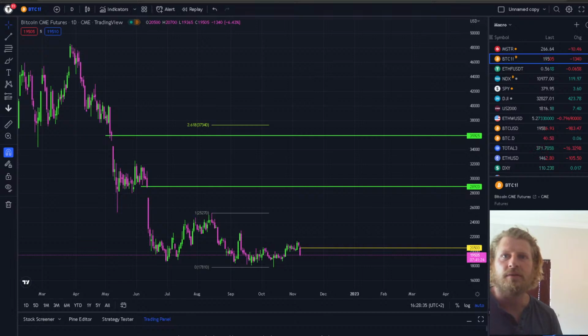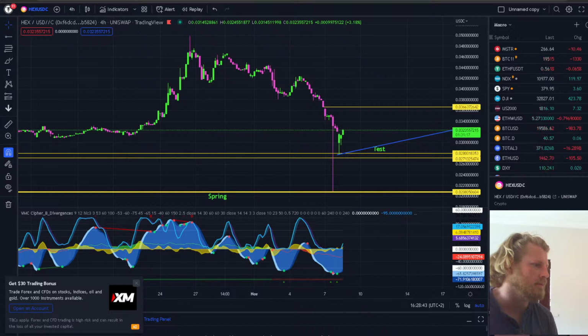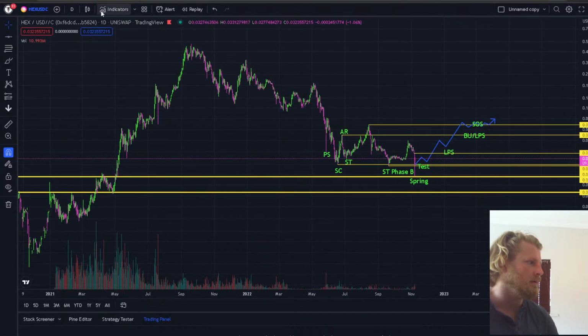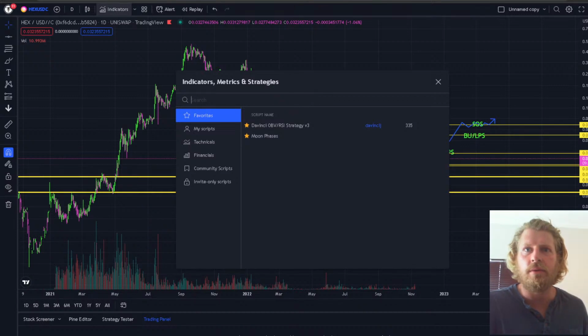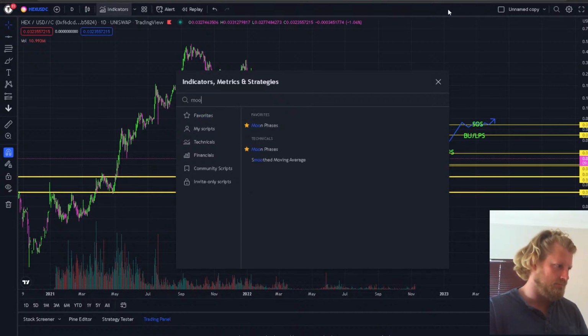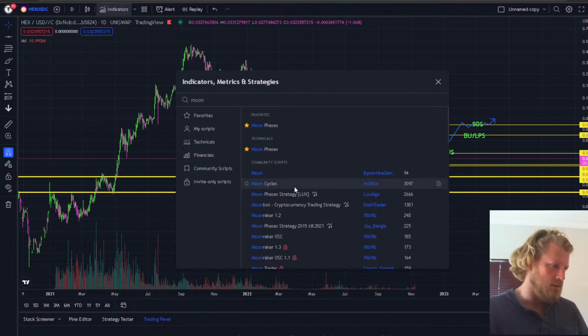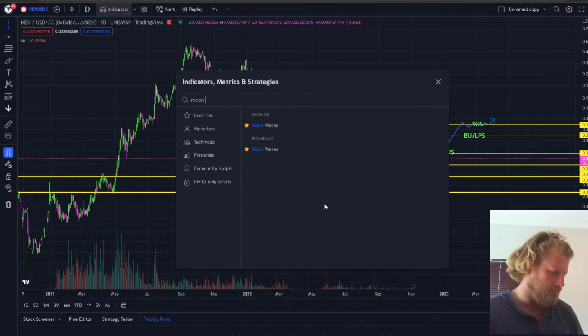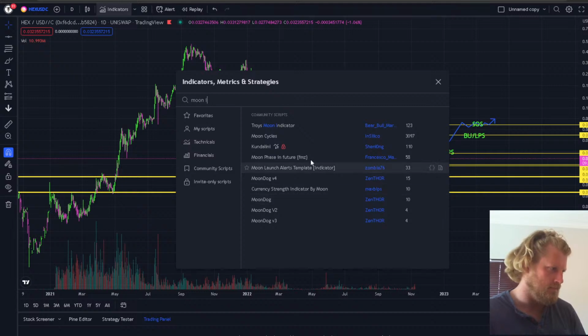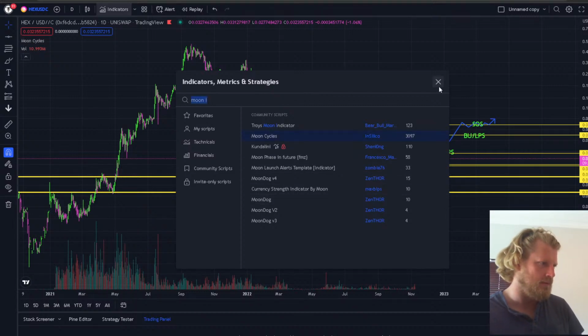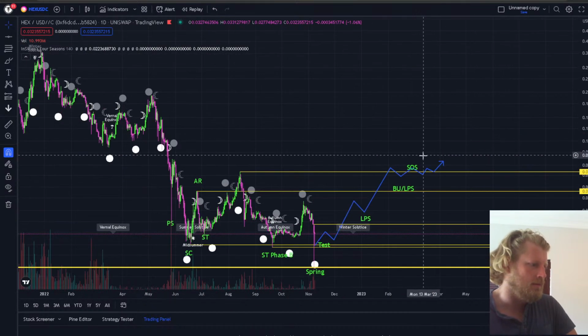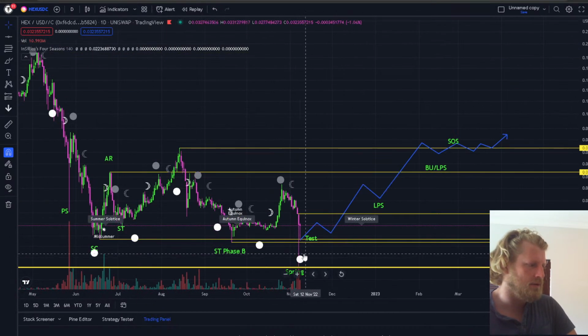If you search the indicator for moon cycles by Ilsico, that will print the full moon on your chart. Let's do that quickly. What is it called? Moon cycles. Oh, here. Let me just see if it's the right one. Moon cycles by Ilsico. Yeah, this one. There we go. Oh, so it's already printed down here.